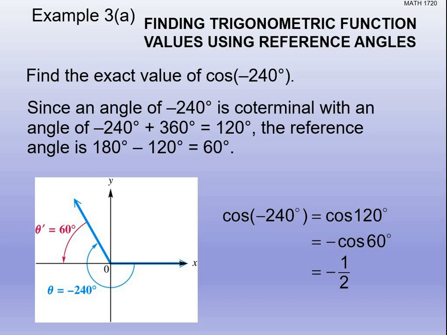Alright, so the square root of 3 will be opposite the 60. The 1 is going to be adjacent, for cosine. The 2 has to be the hypotenuse in the 30, 60, 90.